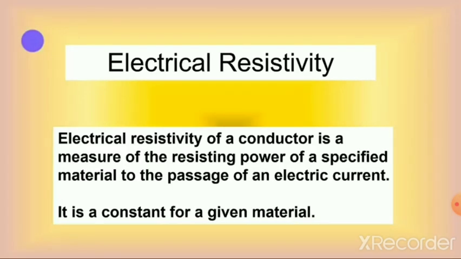Now let us define what is electrical resistivity in proper terms. Electrical resistivity of a conductor is a measure of the resisting power of a specified material to the passage of an electric current. And we know each and every material provides some resistance for the passage of the electrons, and it is specified as a specific number called the electrical resistivity. It is a constant for a given material.